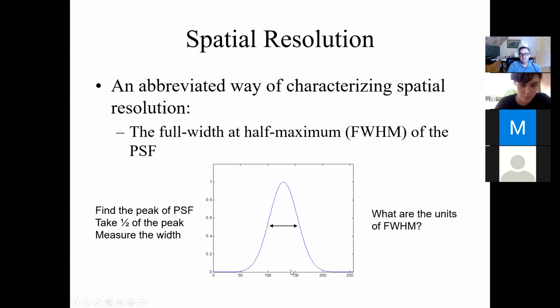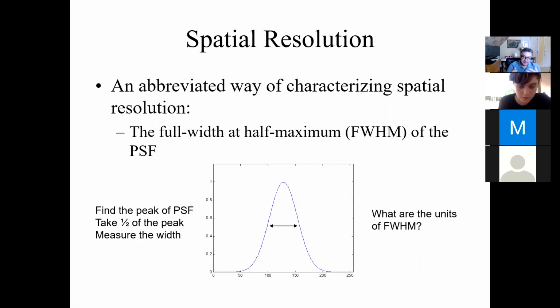So as a result, since this is in the spatial domain, it's a point spread function, the units of full width half maximum are spatial units. They could be pixels, they could be millimeters, they could be centimeters. And so this expresses the spatial resolution in a very intuitive way, right? If I say, oh, the spatial resolution of this PET system is about 4 millimeters, then that should express to you that any details less than 4 millimeters, I'm not going to be able to see. Okay.